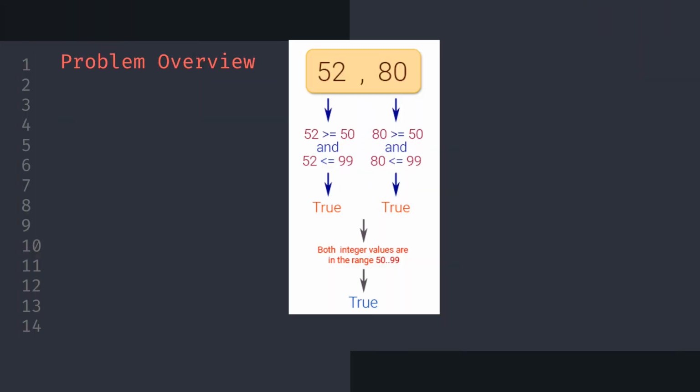We need to check if either of the two integers is between 50 and 99, inclusive, and return a Boolean result based on this check.